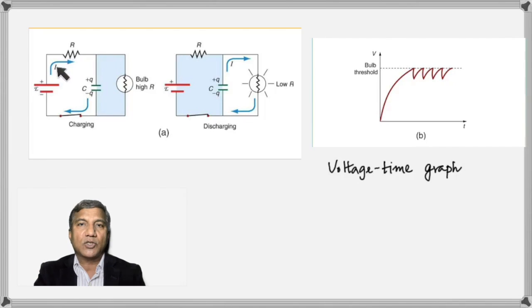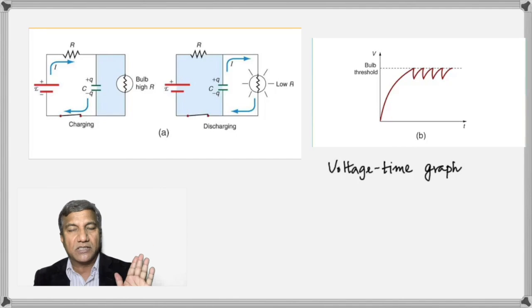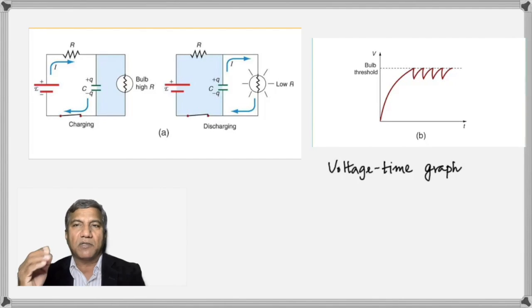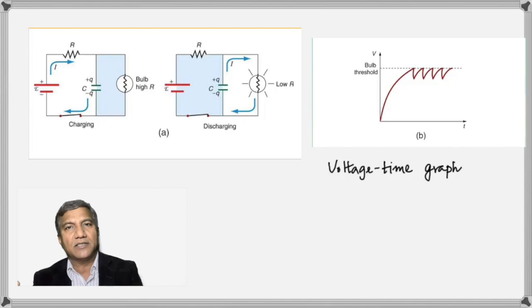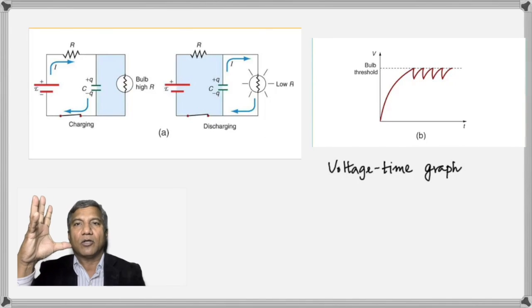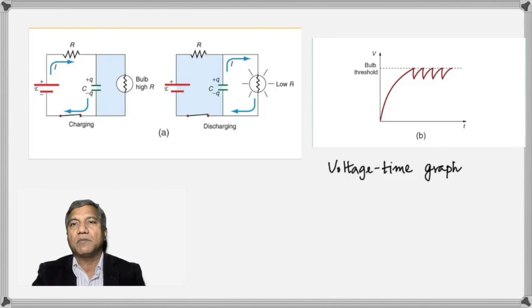and it cannot discharge through the battery because the battery is trying to keep sending a current, and it's impossible for the capacitor to send a current in the opposite direction. So the low resistance path is now the light bulb. Therefore, the capacitor discharges through the light bulb, and that's when you see the lights come on. And once the capacitor is completely discharged, the process is repeated.